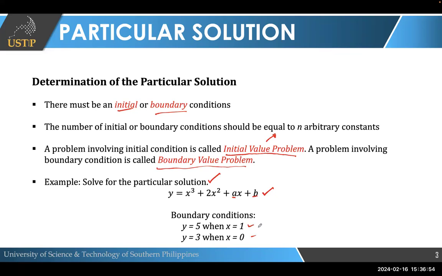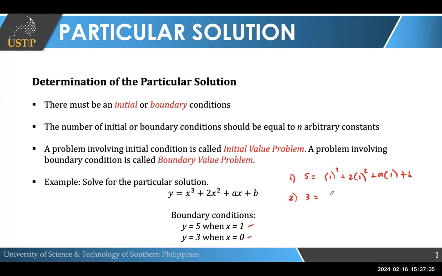So, with two points given to us, we can now create two equations from these values, and so we can now solve for the constants A and B. If we substitute, the first equation would be 5 is equal to, with x equal to 1, 1 cubed plus 2 times 1 squared plus A times 1 plus B. You simplify that and you'll get the first equation. The second equation will be this: y is equal to 3 when x is equal to 0. So you have 0 cubed plus 2 times 0 squared plus a times 0 plus b.